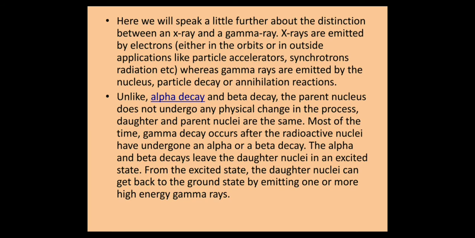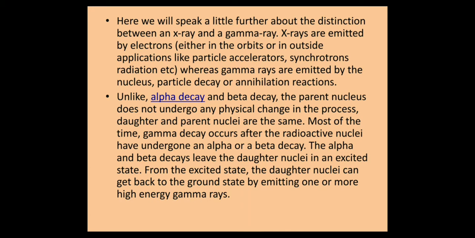Here we will speak a little further about the distinction between an X-ray and a gamma ray. X-rays are emitted by electrons, either in orbits or in outside applications like particle accelerators, synchrotron radiation, etc., while gamma rays are emitted by the nucleus, in particle decay or annihilation reactions. Unlike alpha decay and beta decay, the parent nucleus does not undergo any physical change in the process. Daughter and parent nuclei are the same.